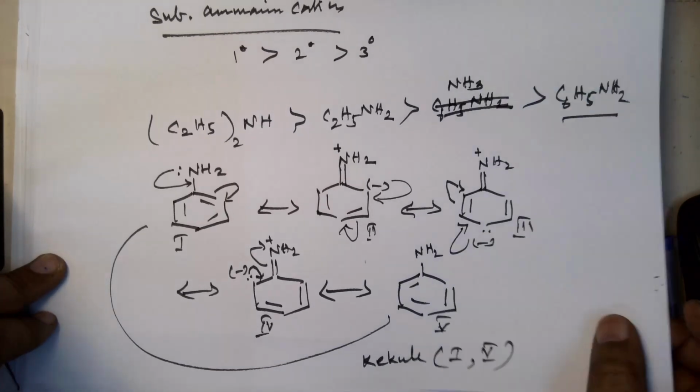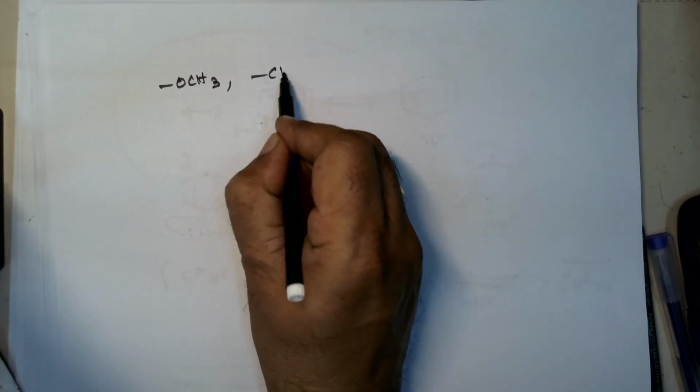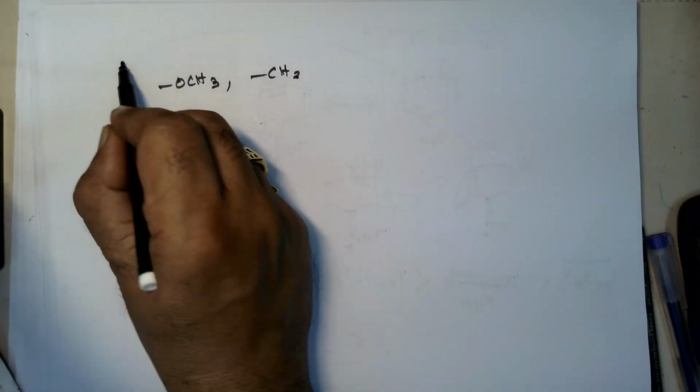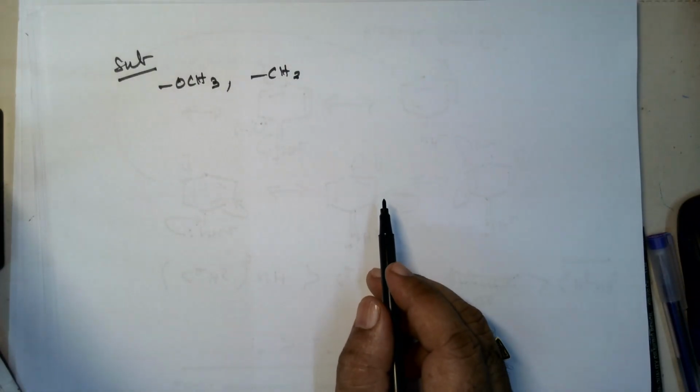When the same aromatic compounds are substituted with OCH3, an electron releasing group, a methoxy group, or an alkyl group, it increases the basic strength.